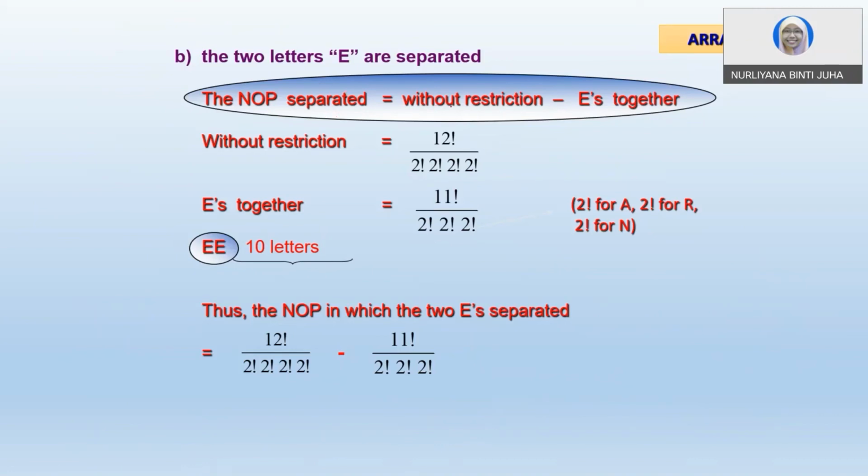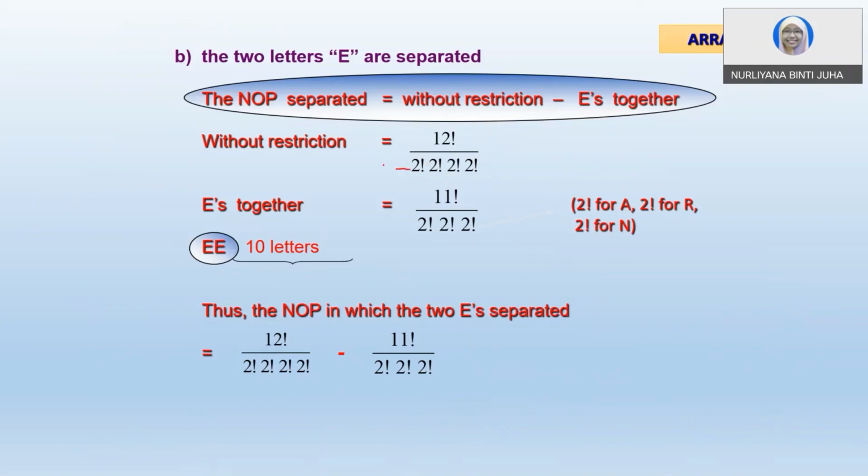Yang separated is actually equal to without restriction, meaning without restriction ni yang keseluruhan. Keseluruhan, you have 12 factorial divide by 2 factorial times 2 factorial times. This is the one yang repeated tadi. Untuk ni.